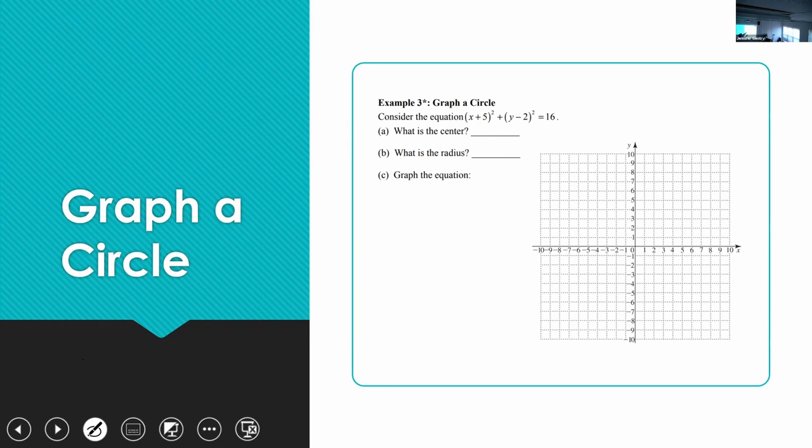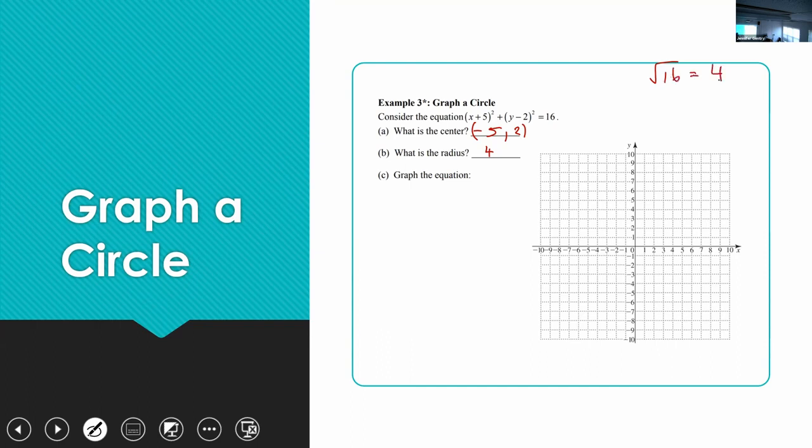Equals 16. What is the center? Negative 5, positive 2. You see that? Opposite signs. What's the radius? Because the square root of 16 equals 4. So the radius is 4.